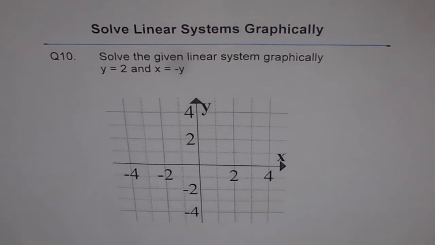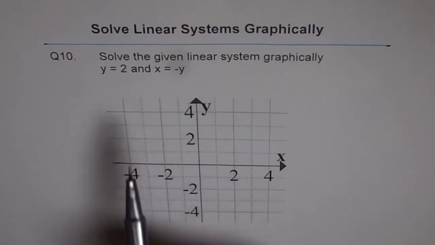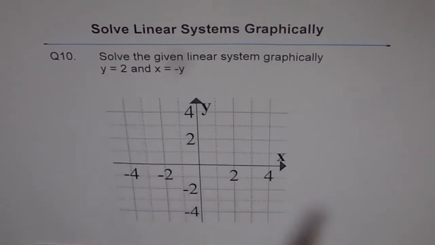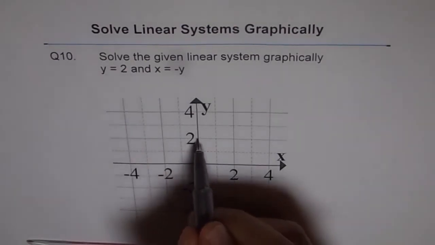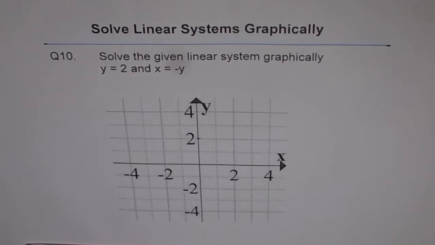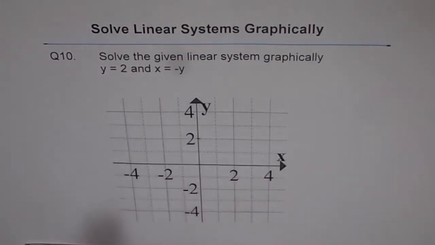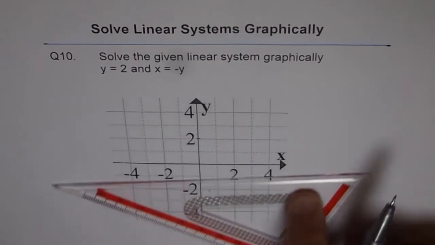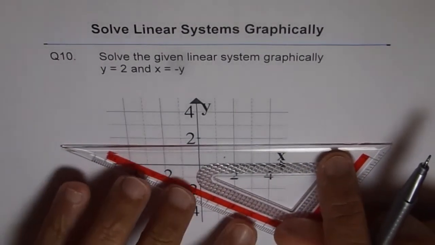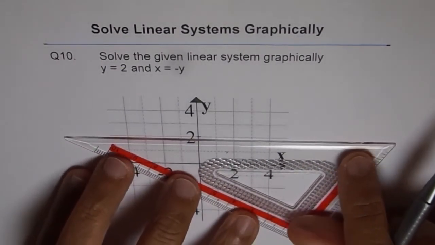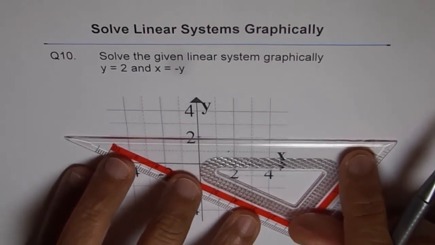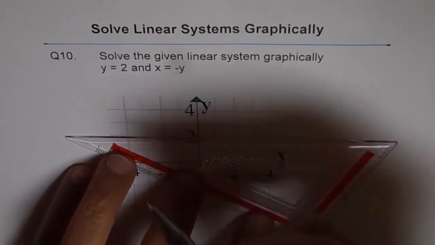Now, y equals 2, as you know, should be a horizontal line with y-intercept of 2, right? And this is the y-intercept of 2. All along the line, the y value remains 2, and that is why this is a horizontal line. So we can sketch y equals 2 as this horizontal line with y-intercept of 2.